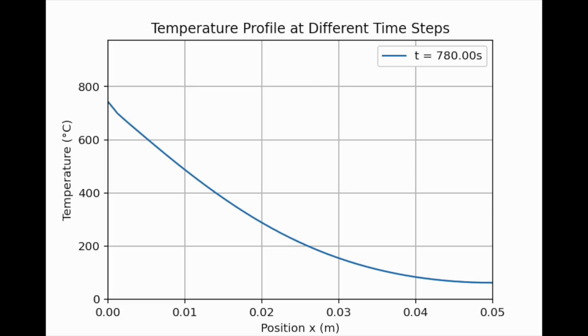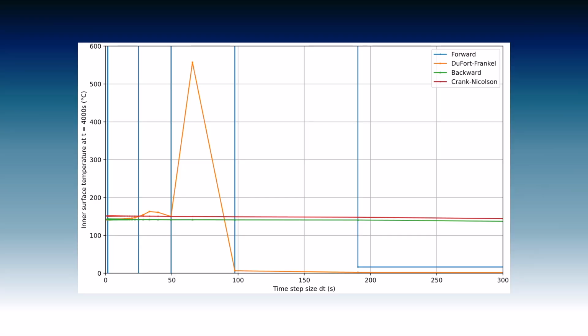Comparing the accuracy and stability of each method, simulations were run over a range of time steps. The inner surface temperature was plotted against the corresponding time step size. A stable numerical method yields consistent results as time step increases. For accuracy, the results should align with those from smaller time steps, since these are assumed to be the most precise, though computationally intensive, as time step approaches 0.